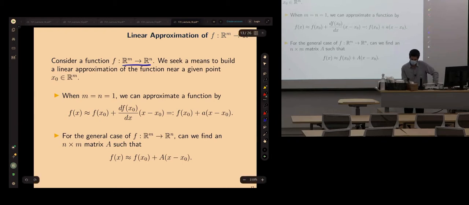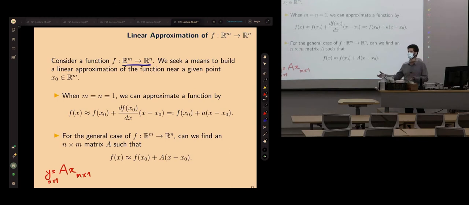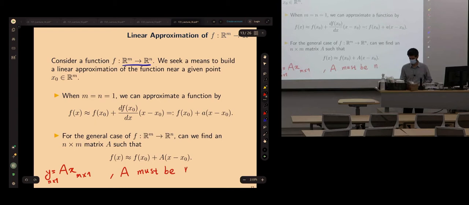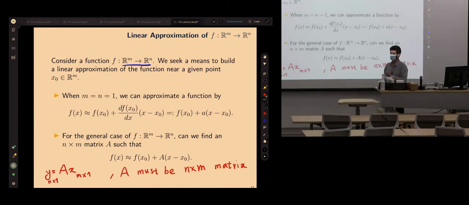So far, we've seen this equation many times, Ax. If x is the input and is m by 1, and y is n by 1, then A must be what? There is no other choice. A must be an n by m matrix. There is no other option.